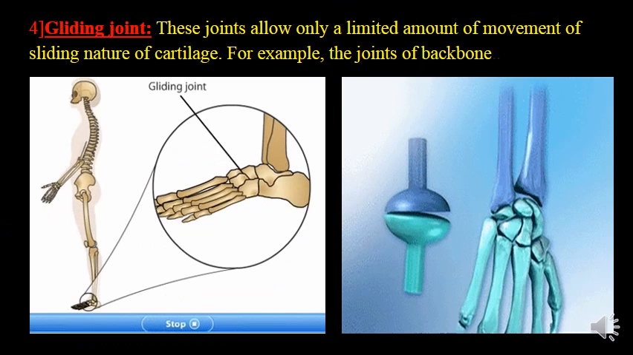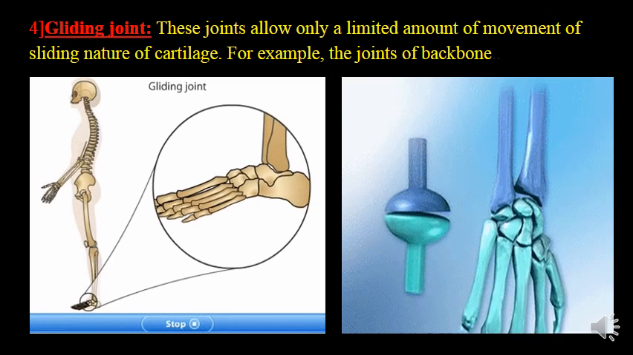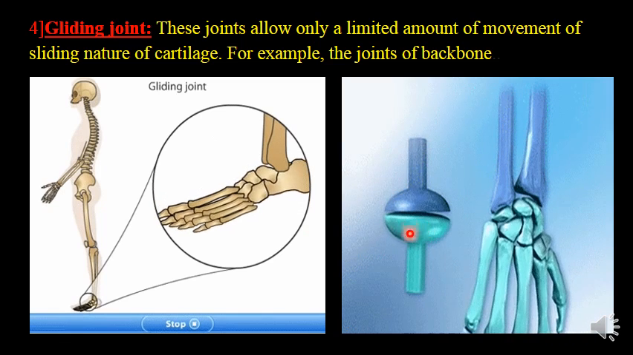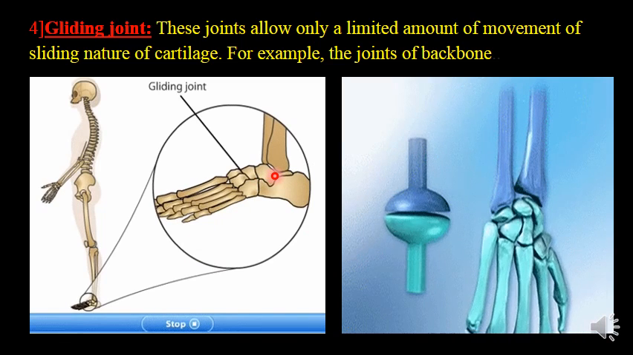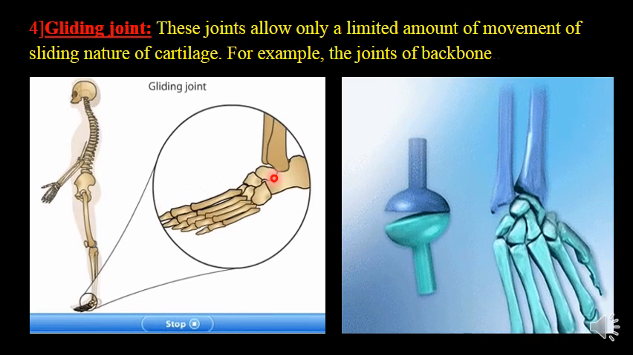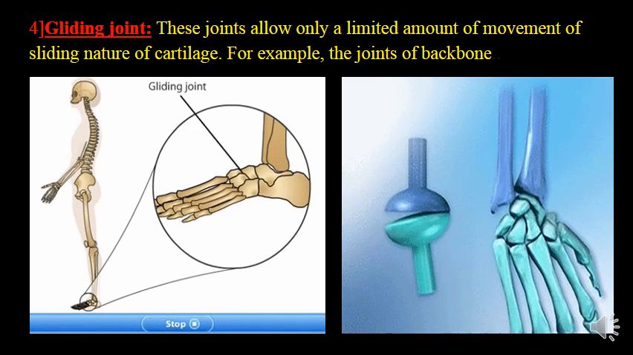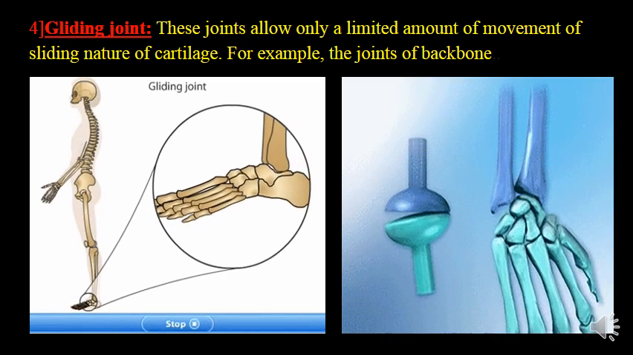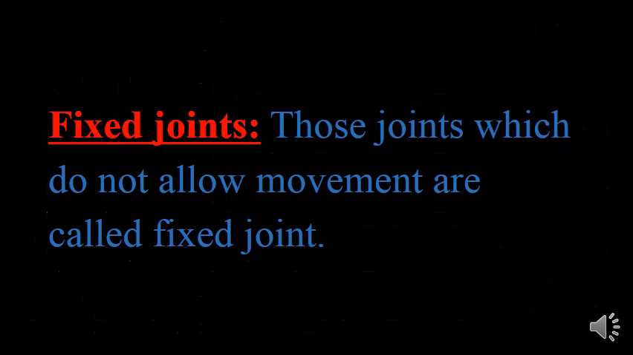Next one is gliding joint. This type of joint allows the bones to move in a limited amount. You can see here, only in a limited amount it is moving. We can't rotate in 360 degree also, not up and down. It is just like a vibration. These are the 4 different types of joints present in our body, which help our body parts to move in different manner. Next, we are going to discuss about fixed joints.